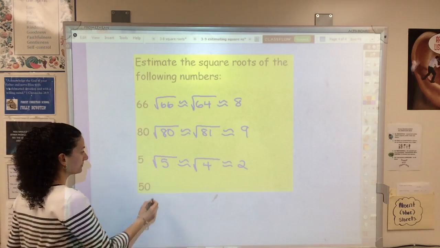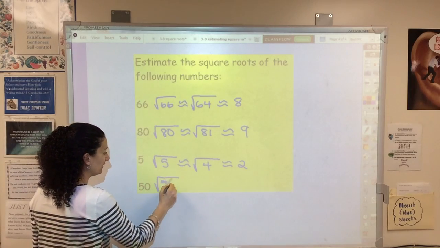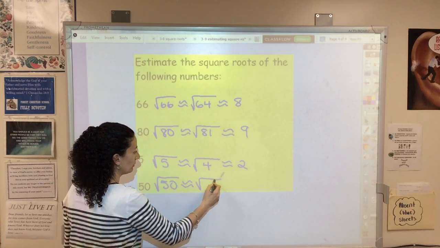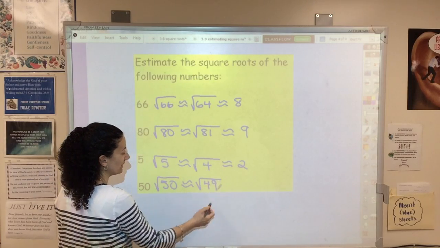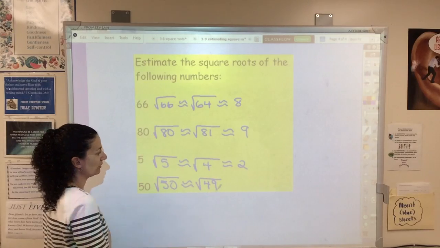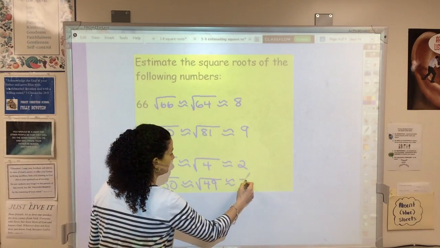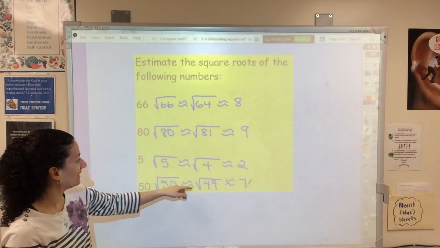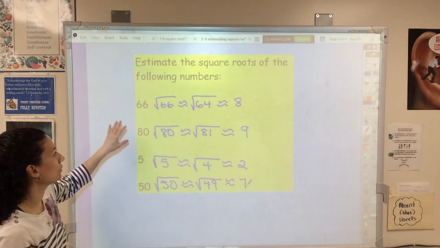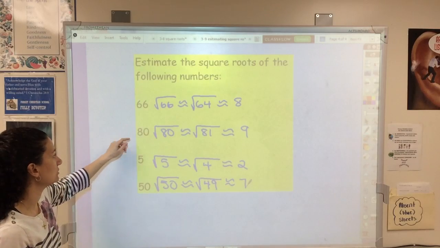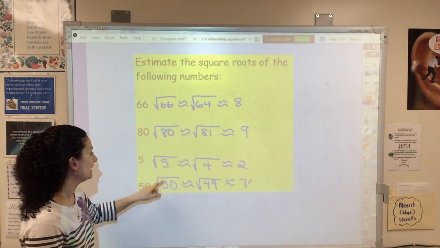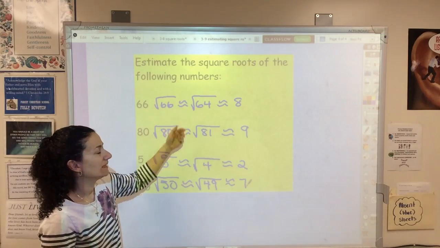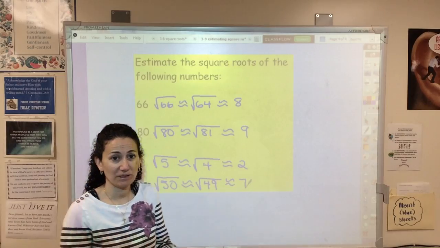Okay, one more. The square root of 50 is also really close to the square root of the perfect square, 49, and the square root of 49 is 7. So the approximate square root of 50 is 7. Now all of these were really, really close to perfect squares. Look, this was only 1 away. This is only 1 away. This is only 1 away. This one was 2 away. Okay, they're not always going to be that close.